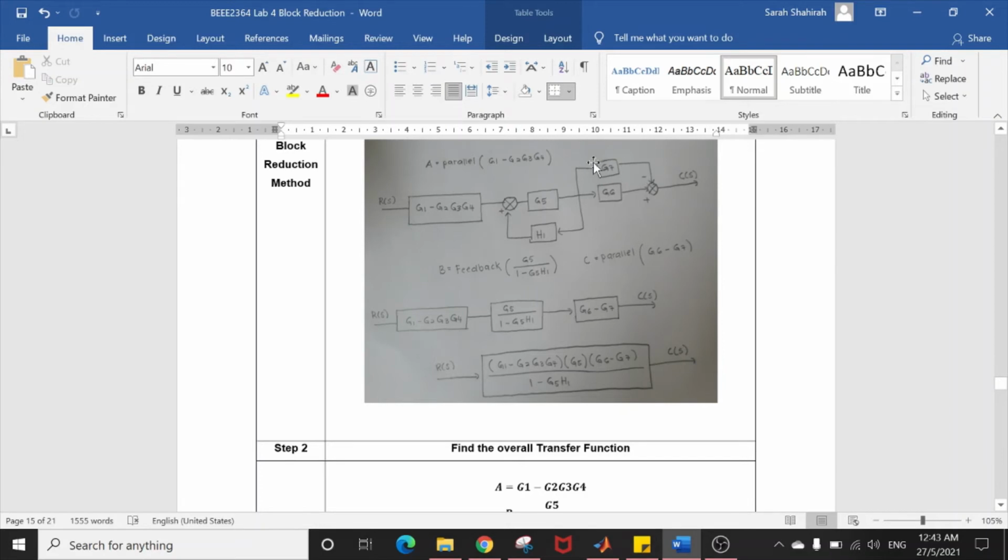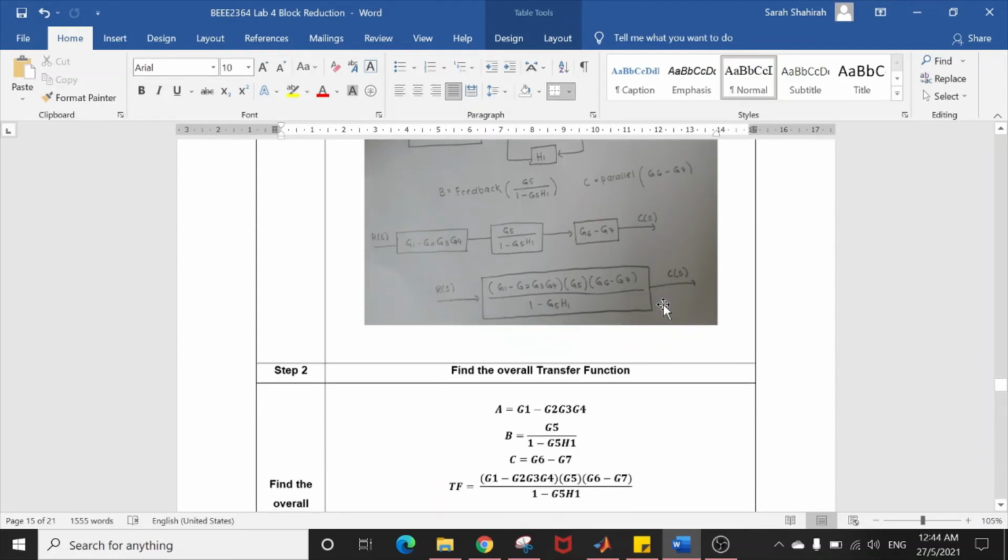And then for C, parallel and getting the result of G6 minus G7. And we series all the blocks together and get the result as stated here.